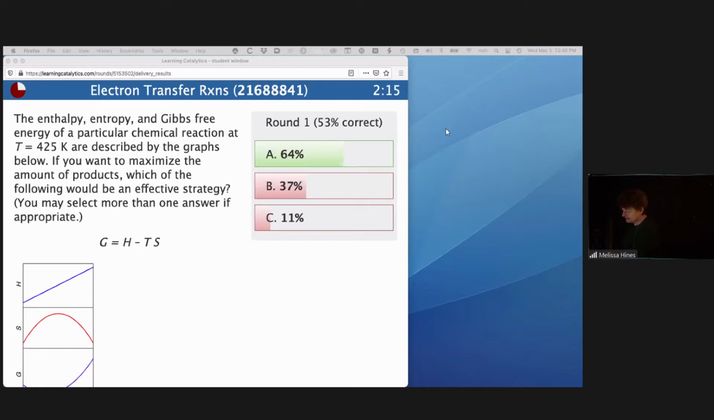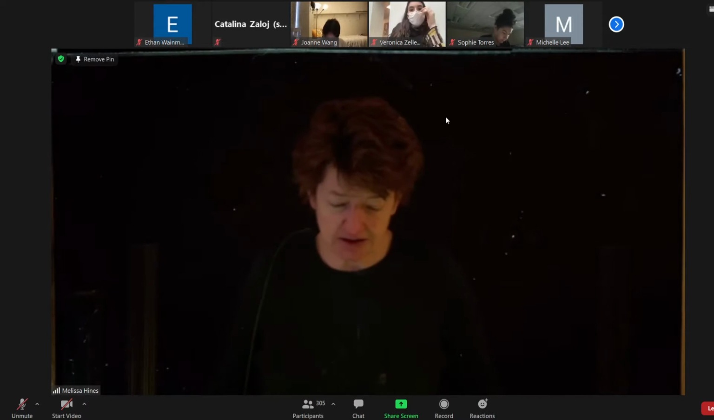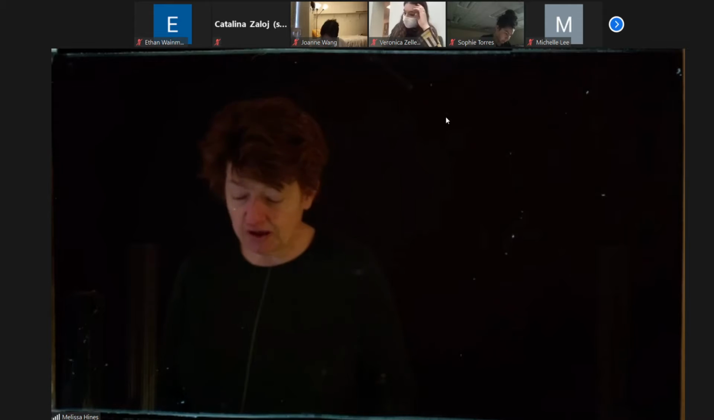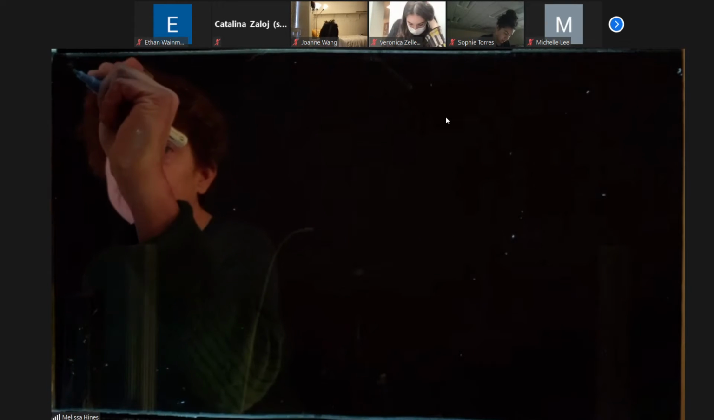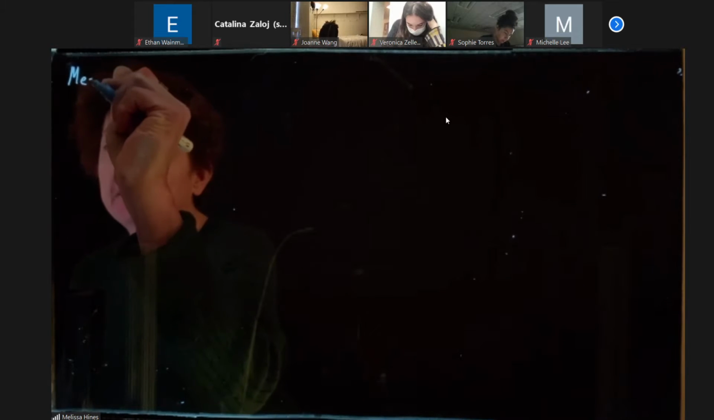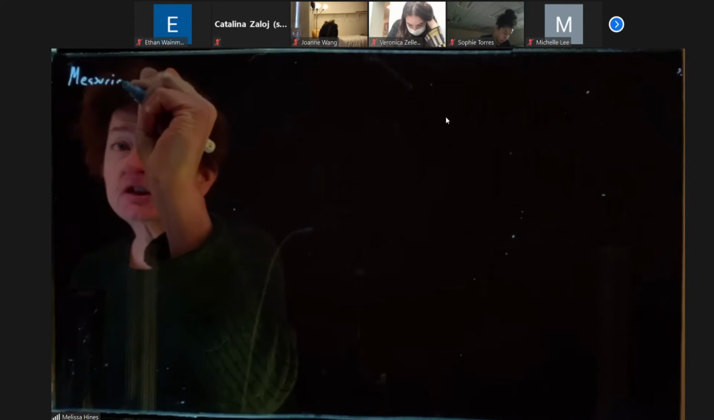Okay, so that's that. Let's now continue on. What we want to do is figure out what delta G is. And so now we're going to figure out how we can experimentally measure delta G.